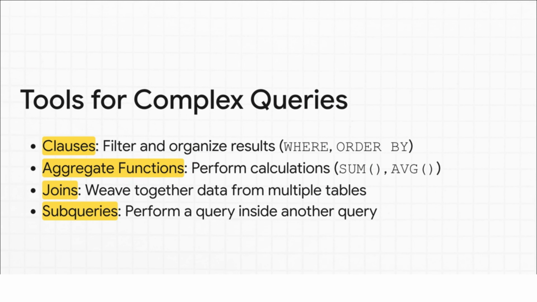So, how do you ask these smarter questions? Well, you just expand your vocabulary. You use things called clauses to filter for exactly what you need. You use aggregate functions to do math on the fly, like calculating total sales or finding an average rating. But honestly, the real magic is in the joins. This is the tool that lets you weave together totally separate pieces of information, like a user table and a purchase history table, into a single powerful answer.